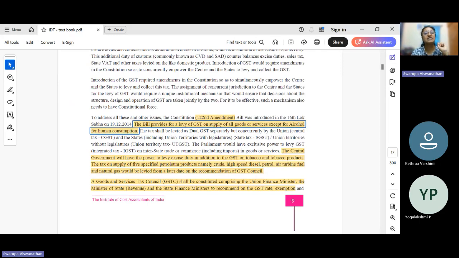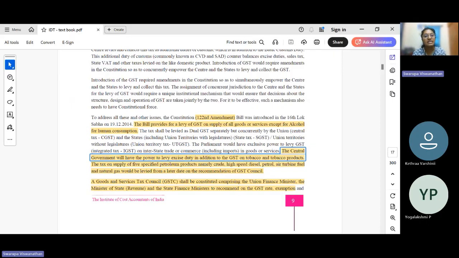One: which element is kept outside the purview of GST in the constitution itself? What is that one product? It is alcohol for human consumption. Second question: what is the product on which, in addition to GST, the central government has the power to levy excise duty? There is only one product again. Tobacco and tobacco products. You can get two MCQs from this particular para.